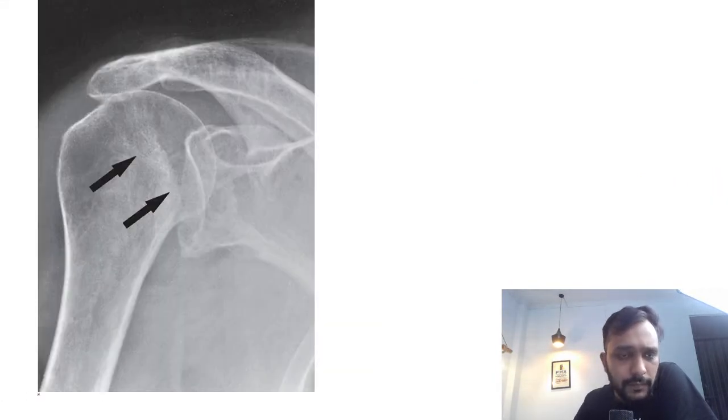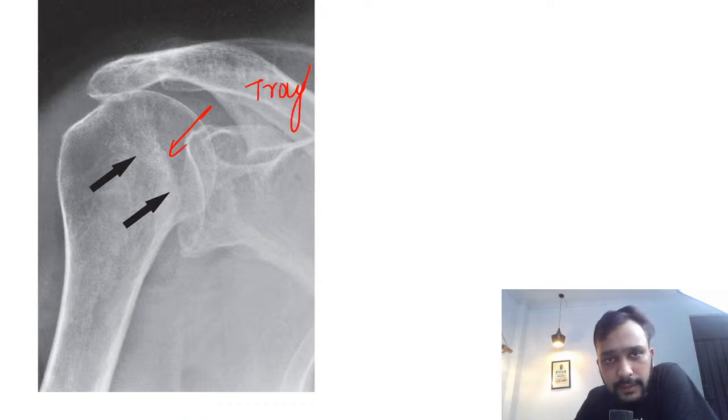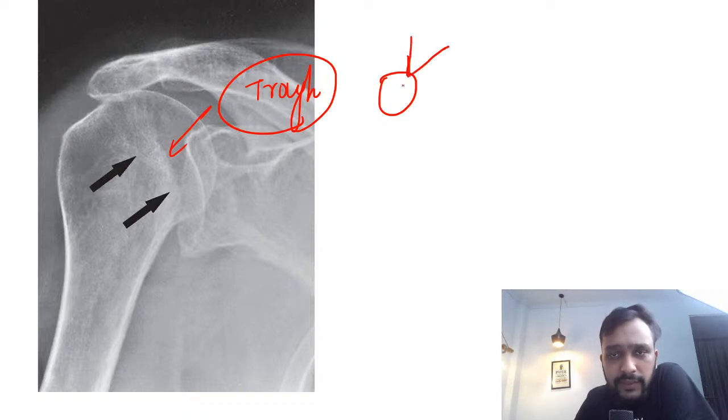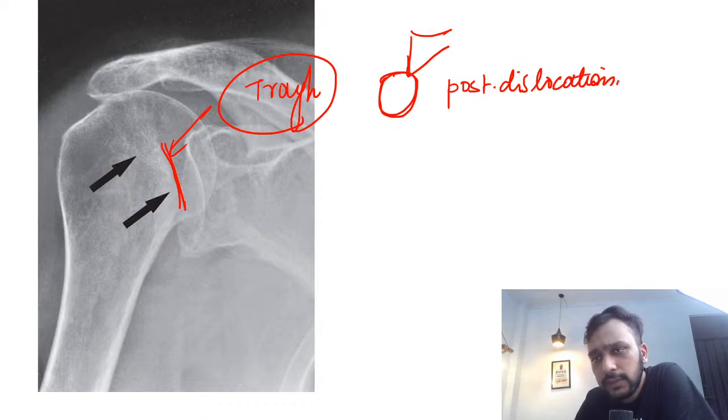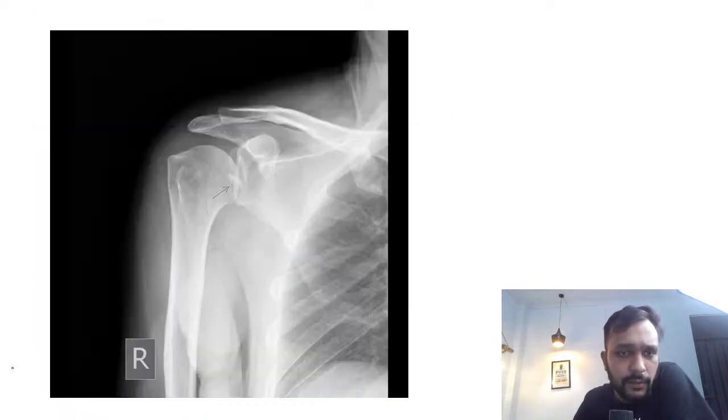Now moving on, guys, this is the trough line. When the patient has been reduced, this is the trough line that is seen due to the impaction of the head of the humerus onto the glenoid labrum, seen in posterior dislocation of the shoulder joint, right?